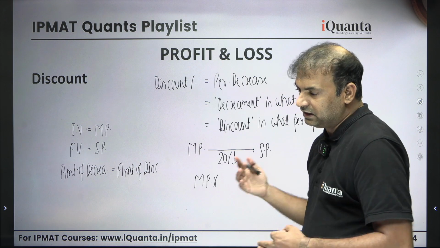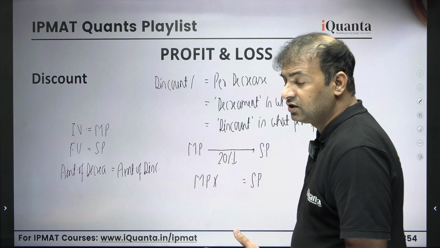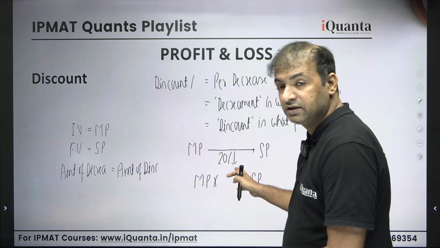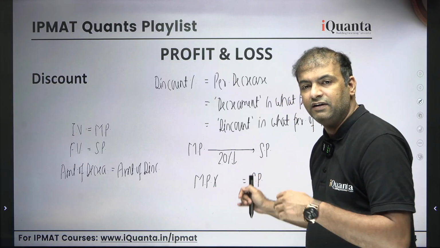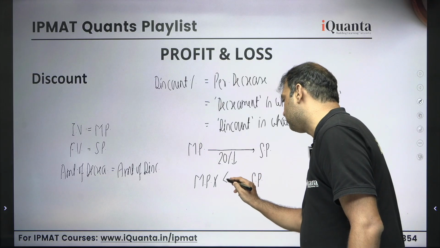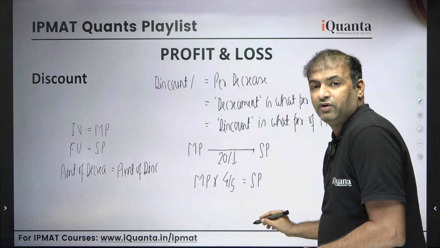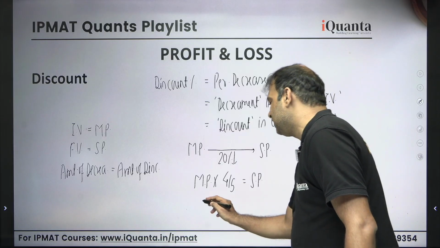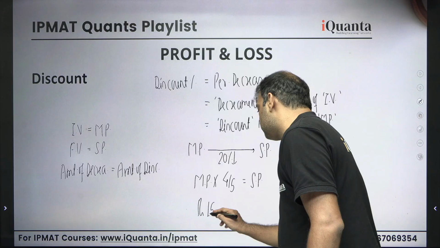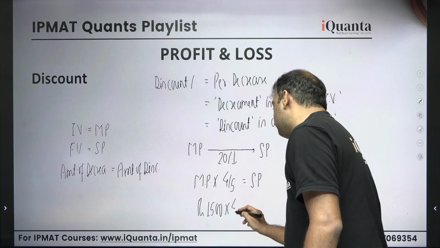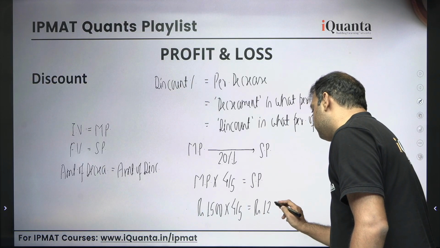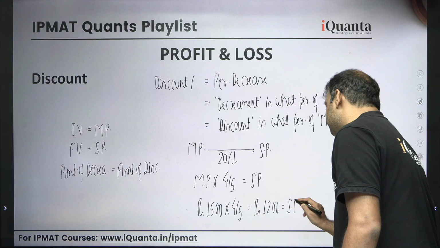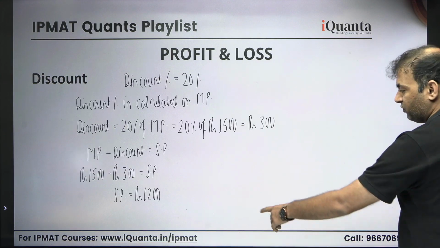Now what is a multiplication factor? The multiplication factor is 1 minus the fraction or percentage conversion of this. So 20% fraction conversion is 1 by 5. 1 minus 1 by 5 is 4 by 5, right? So we can say MP into 4 by 5 is the SP. MP is 1500, so 1500 into 4 by 5 should actually be 1200, which is the final selling price in this particular case, which we have gotten from here as well.